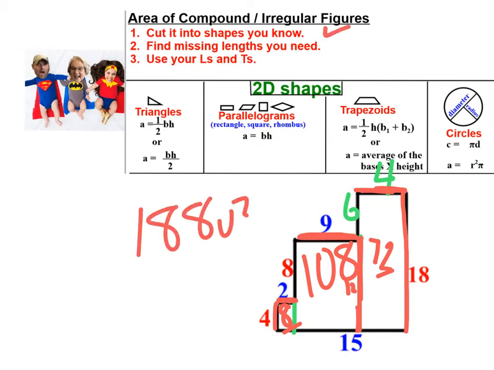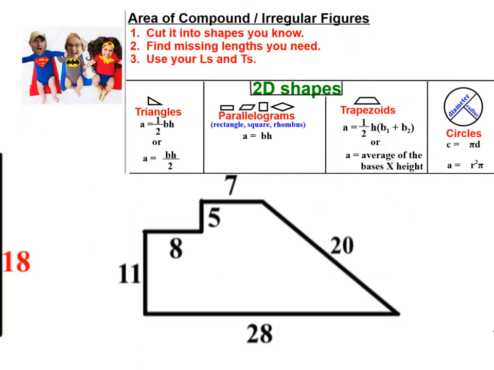So I cut it into shapes that I knew, I found the missing links that I needed, and I used my L's and T's. I showed you L's and T's, and I said T's because sometimes if you have a triangle or something, it might come in the form of a T. In fact, in a trapezoid, it might even come in the form of like an H, but usually L's and T's because they have right angles.